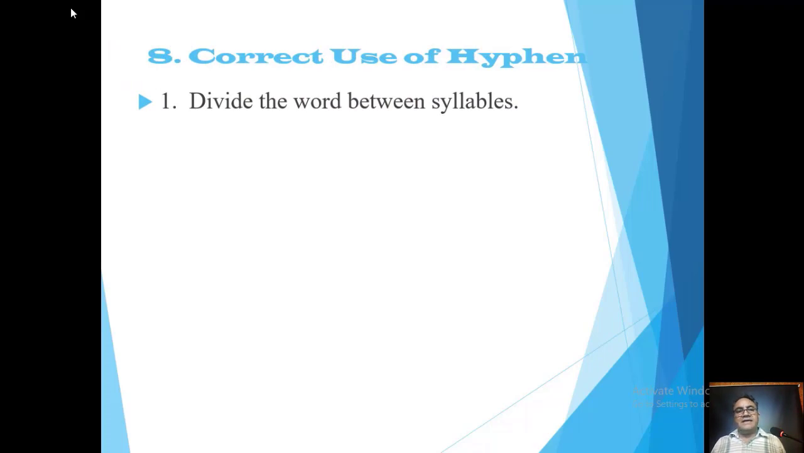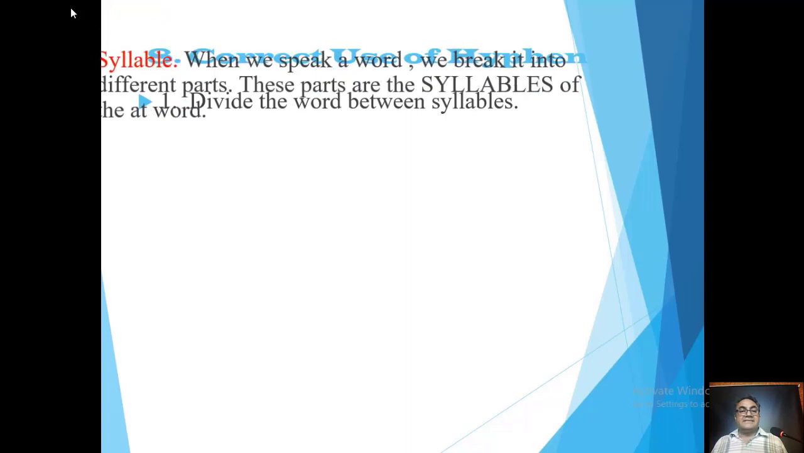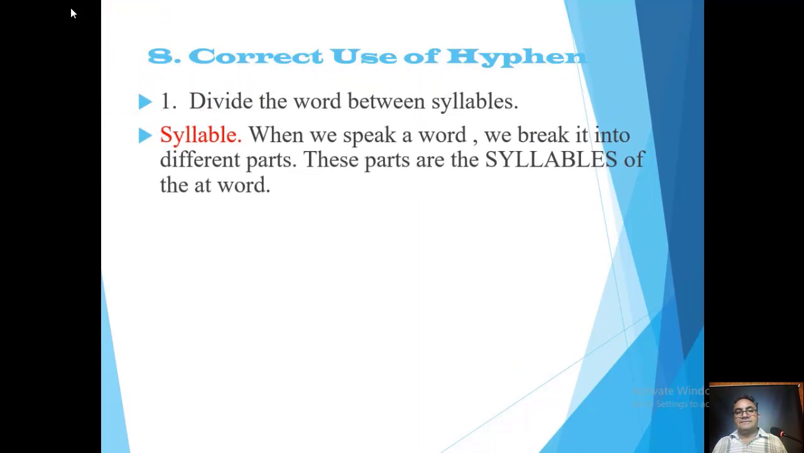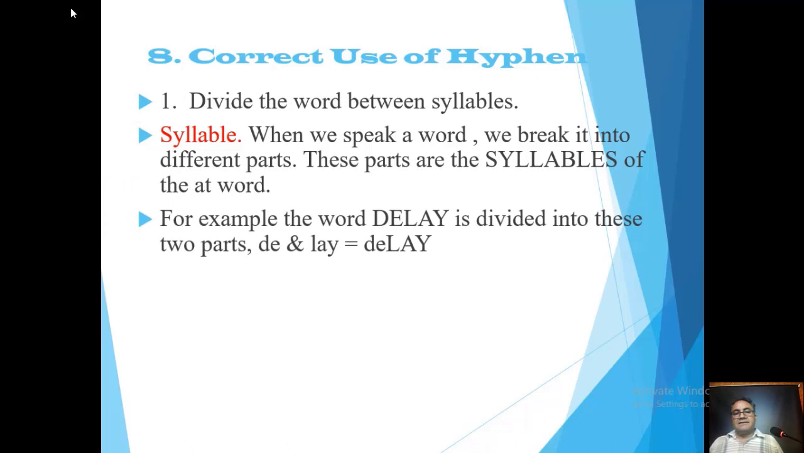First rule is divide the word between syllables. Now the question arises, what a syllable is. When we speak a word, we break it into different parts. These parts are the syllables of the word. For example, the word delay is divided into these two parts, de and lay. When we speak it, we say delay. We make two parts out of it. So it has two syllables.